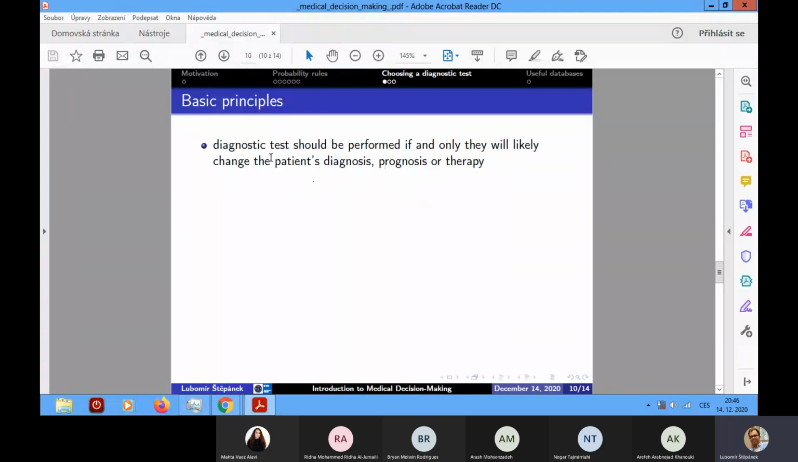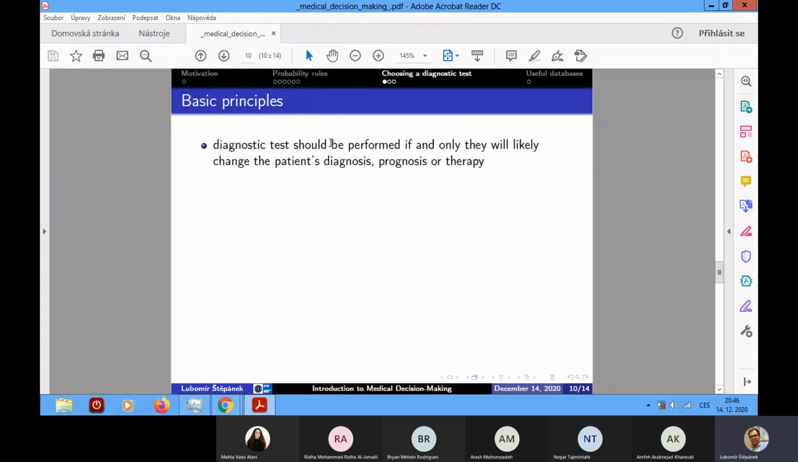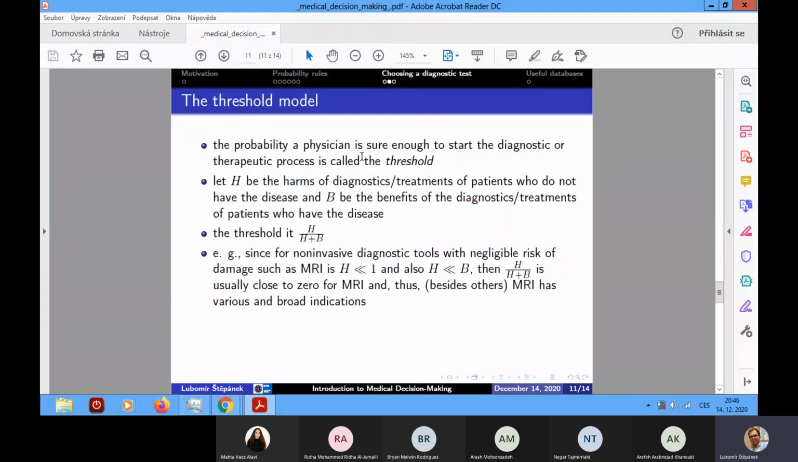So how to realize where to indicate the diagnostic test? Where to start, where to do the test? There is something called the threshold model, threshold theory, and this is usually applied to this kind of problem. It could help us decide whether to do the diagnostic test or not.